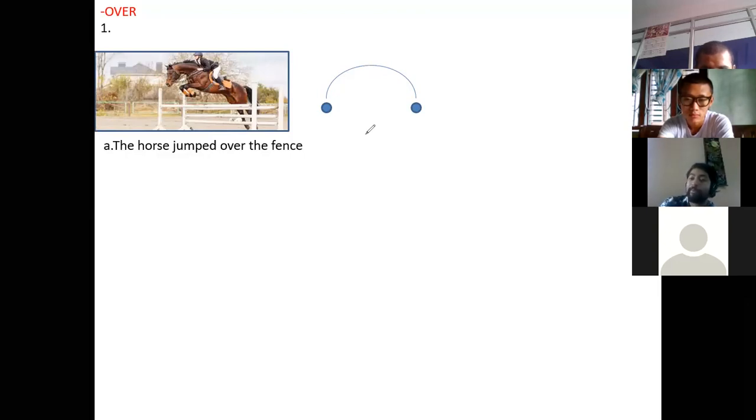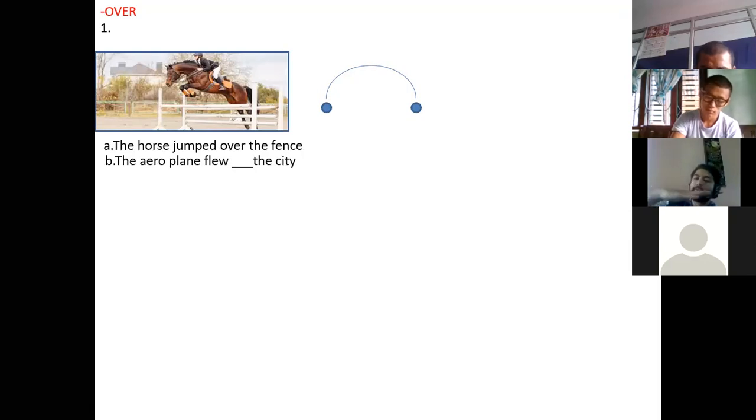Even yes, they used to jump over us. So over the fence. That is over. So the first one is the horse jumped over the fence. The next one is the airplane flew over the city, because it takes off, goes straight and comes down again. So over the city.